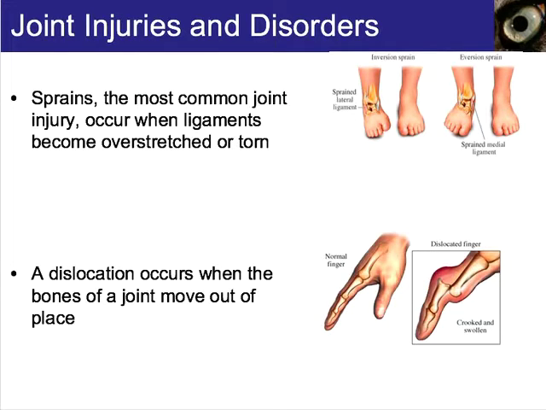The most common joint injury is a sprain. This occurs when ligaments become overstretched or torn, for example, if you roll your ankle. And then dislocation occurs when bones of joints move out of place. If you're playing basketball and you catch the ball wrong, you may dislocate your finger, which literally means one part of the bone moves out of the joint socket.